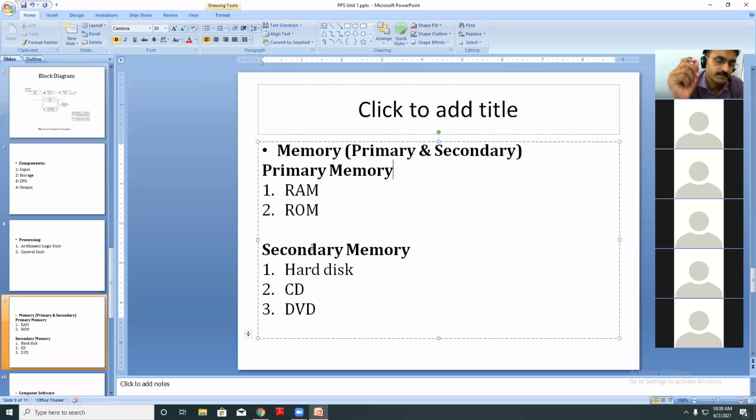See, the primary memory again has two types. One is RAM and the other is ROM. Sorry, I told you the full form of RAM, random access memory. What about ROM? Read-only memory. Good, correct. So what is the difference between RAM and ROM?